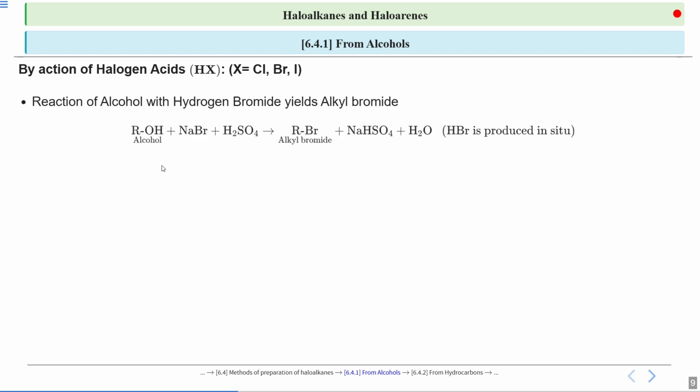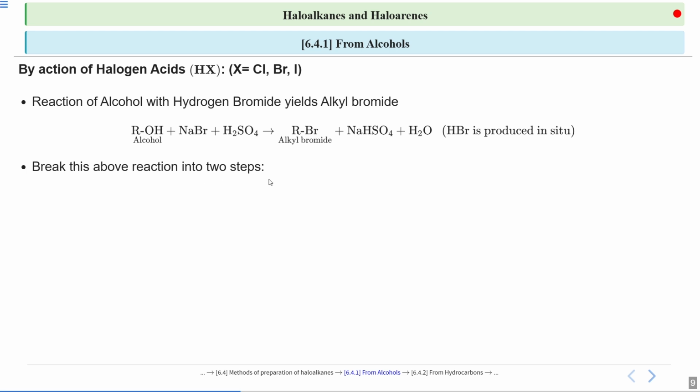The reaction that is going to be followed is ROH plus sodium bromide plus sulfuric acid, that is H2SO4, and you are going to get alkyl bromide RBr plus NaHSO4, that is sodium bisulfate, plus water molecule. Okay, here HBr is produced in situ, that means your hydrogen bromide is produced within the reaction mixture. And this reaction follows when you are reacting alcohol with this hydrogen bromide, which is prepared in the reaction mixture, and you are going to get the alkyl bromide.